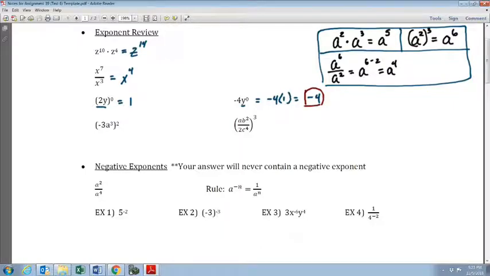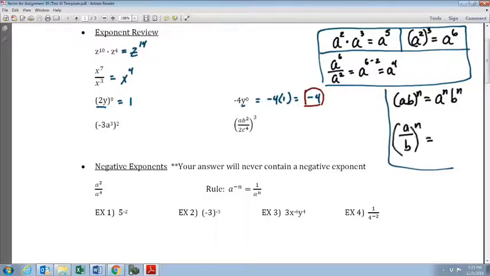Now there's two other properties I haven't mentioned that we discussed previously. They're very similar. Notice if we have a times b raised to the n power, that's equal to a to the n times b to the n. So basically we just apply the exponent to each of the bases a and b. And in a similar way we can do the same with fractions. If you have a over b to the nth power, you just take the nth power of your numerator over the nth power of the denominator. So we're going to use these two properties on the next two problems.